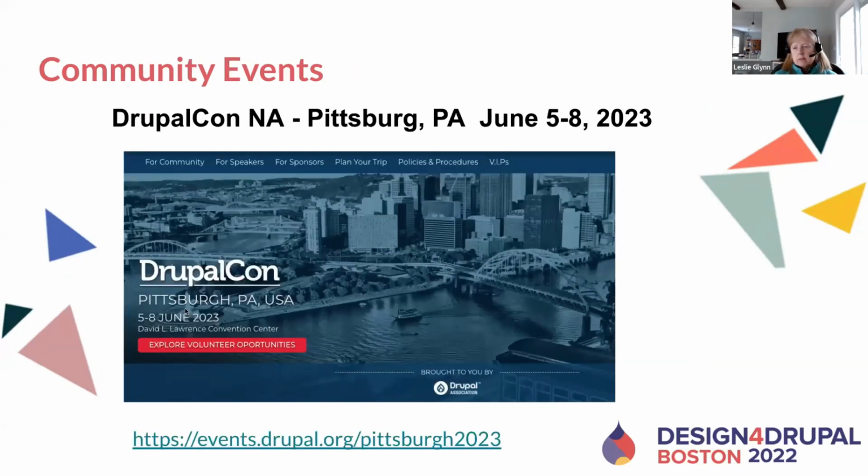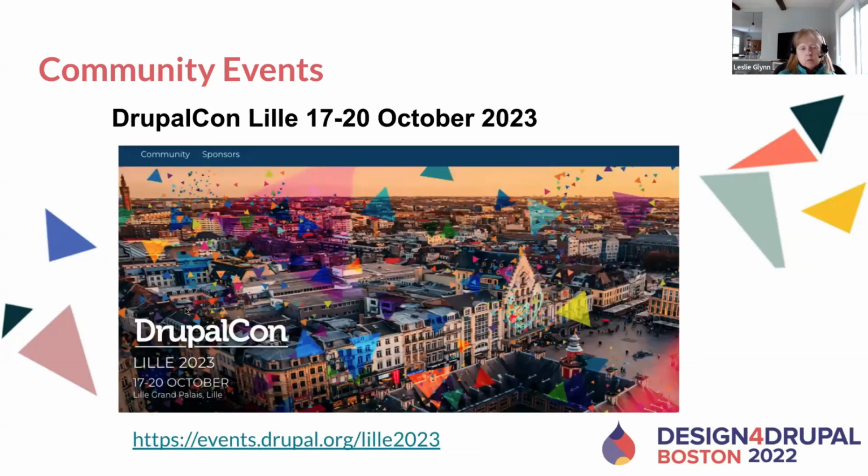Community events, some things that are upcoming. DrupalCon North America, the next one, is in Pittsburgh, Pennsylvania, on June 5th to 8th of 2023. The link is there, but that's exciting. It's on the East Coast finally. A lot of them have been on the West Coast recently, so having a DrupalCon on the East Coast of the United States is exciting. For those of you who are international, DrupalCon Lille is October 17th to 2023. That looks to be really exciting. So keep that in mind as well.